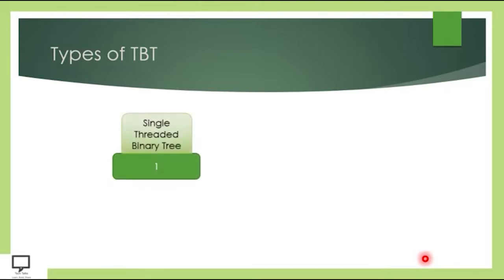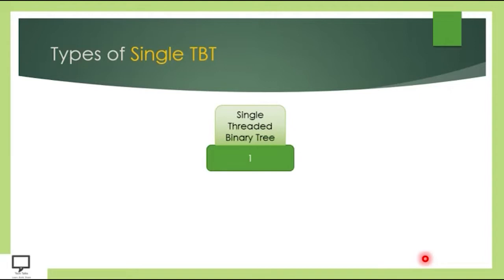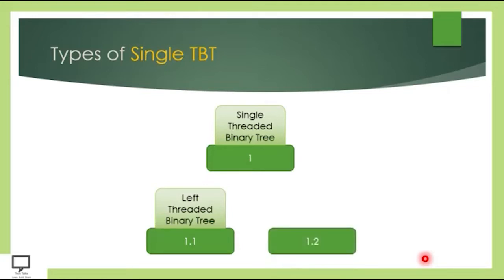Mainly the threaded binary tree has two types. The first one is the single threaded binary tree, and the second type is the fully threaded binary tree, which may have both threads available. Let's start with the first type, the single threaded binary tree. Again, it is divided into two parts: the first is the left threaded binary tree, and the second is the right threaded binary tree. The name itself suggests that single thread means either only the left thread is present or only the right thread is present. So these are two different types of single threaded binary tree, depending upon whether the thread is in the left pointer or in the right pointer.